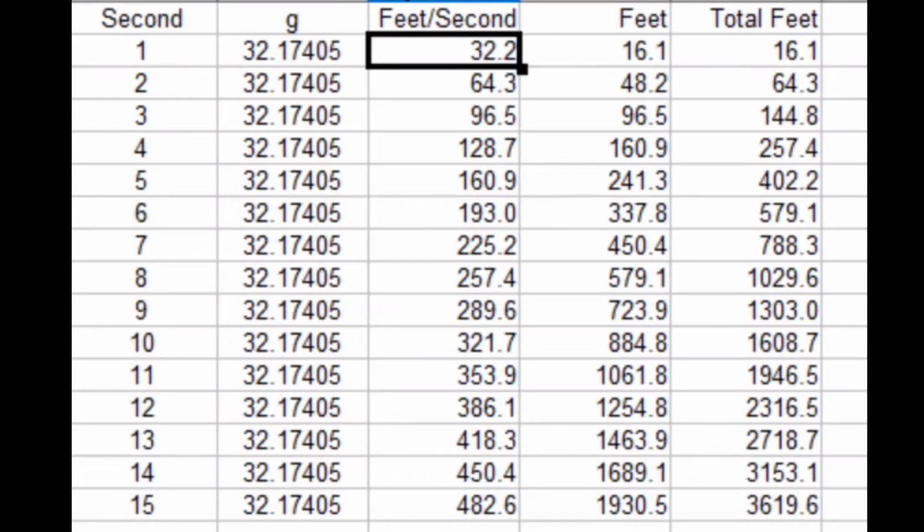With this chart of theoretical freefall speeds and distances in a vacuum, we see the speed gets faster by g every second. Note, the first second is calculated to be 16.1 feet, or 1/2 g.